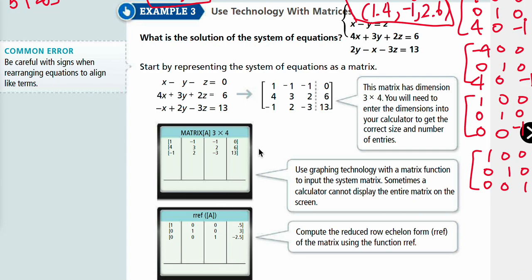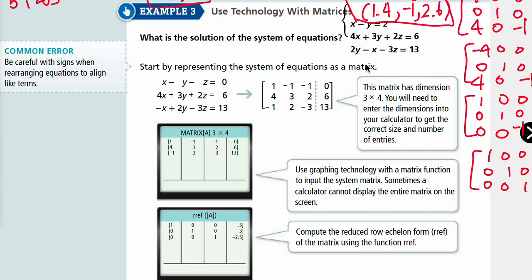So in the graphing calculator, you want to go to matrix, okay? And then you can type in all the numbers, the coefficients and the constants for the matrix. Make sure your first variable is in the first column, second variable in the second, and the third variable in the third. And your constant should come at the end. Okay, so this matrix would be 3 by 4. You need to know the dimension.